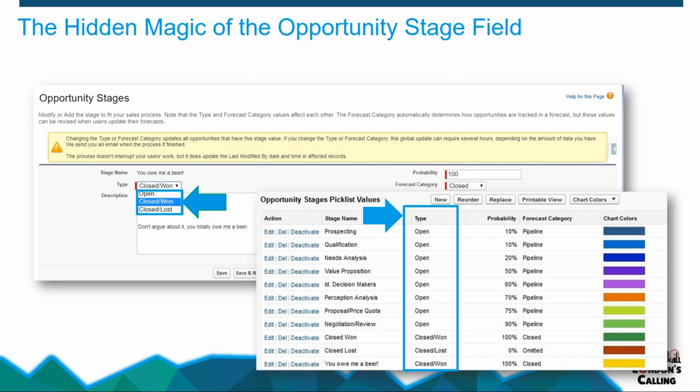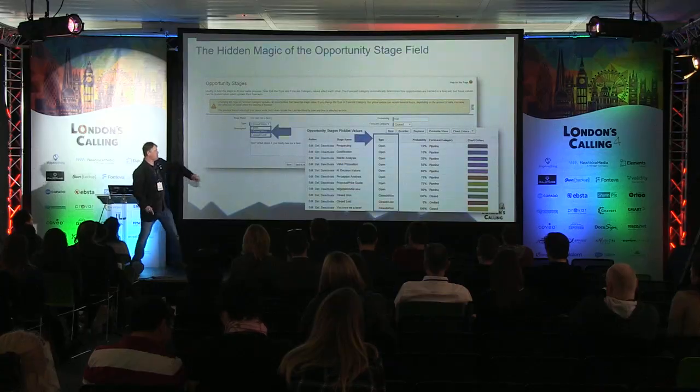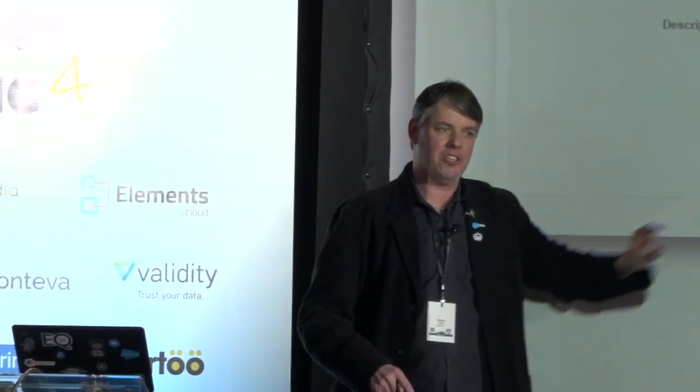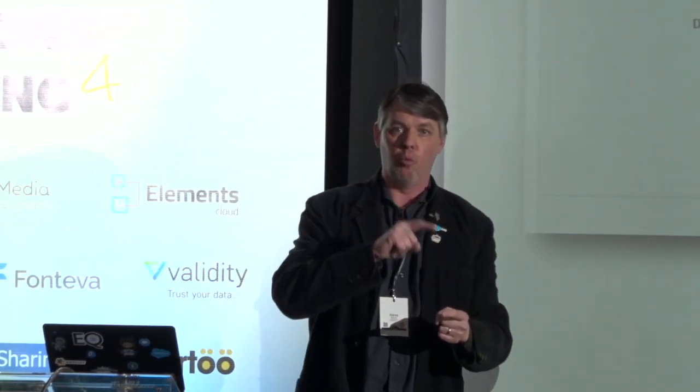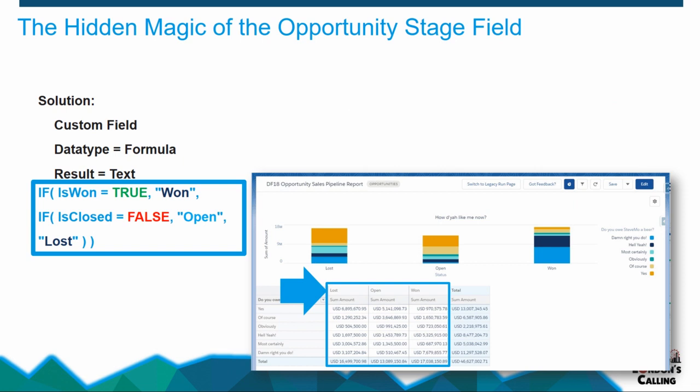And here's the thing. Behind the scenes, when a user selects a stage on an opportunity, Salesforce uses this type that's connected to that stage to set 2 hidden checkbox fields called closed and won. Every opportunity is either closed or it's not closed. Every opportunity is either won or it's not won.